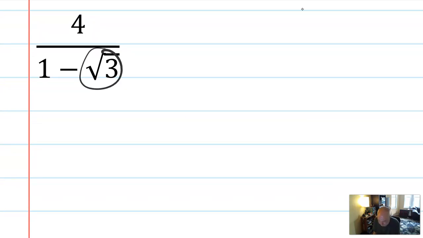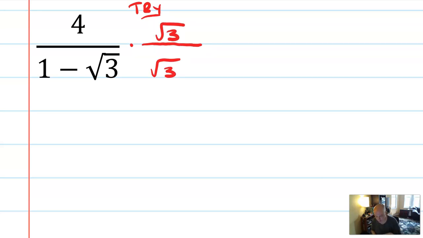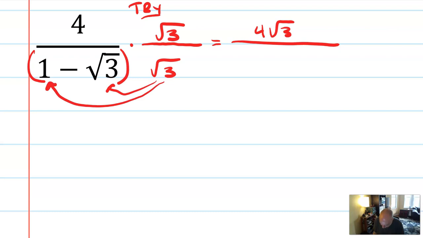So again, we have a root on the bottom, not great. Let me try what I tried before, which would be multiplying by root 3 over root 3, a version of 1 that seems like it would cancel out that root. On the top, I'll get 4 root 3, and that's okay. But on the bottom, you have to treat that as if it's distributed to both terms, and just root 3 will give you 1 root 3 minus 3 times root 3 is 3. So I end up with 1 root 3 minus 3.